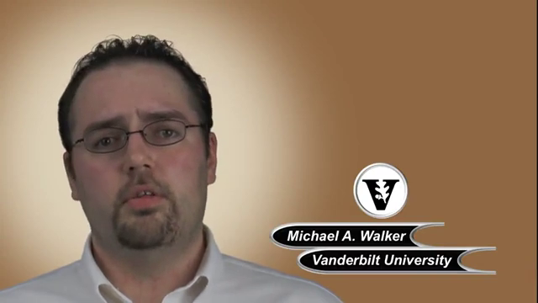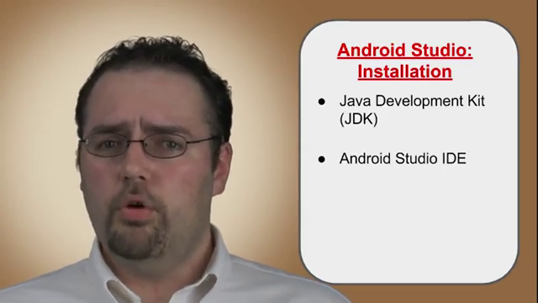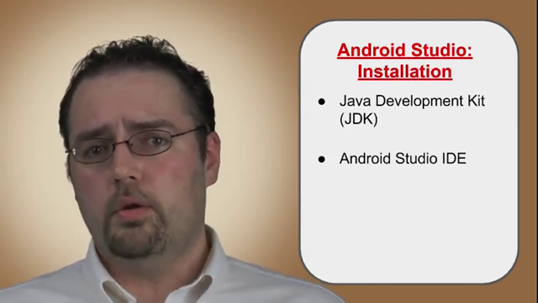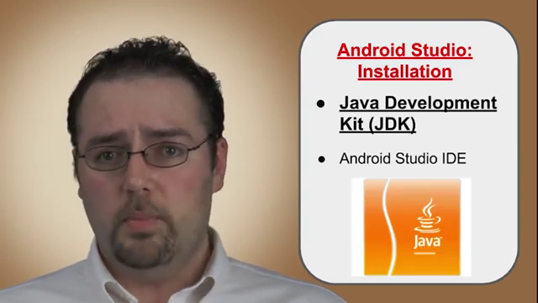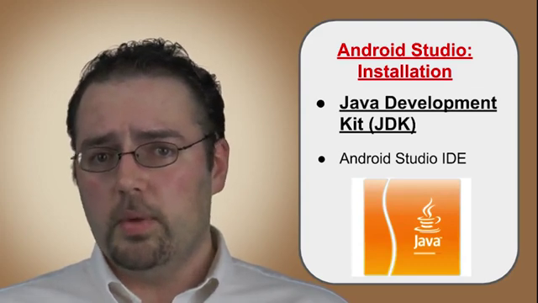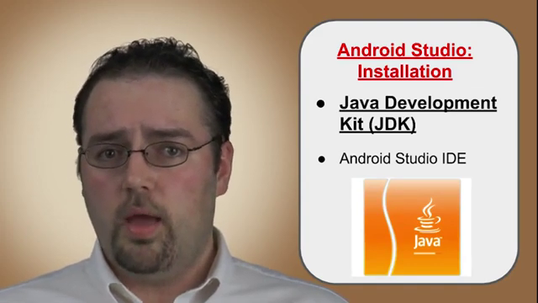Welcome to the first lesson in this module. You'll learn how to download and install the software required for developing Android apps. Android makes use of the Java programming language for the development of apps. Therefore, we must first install the JDK, or Java Development Kit. The Java Development Kit contains the source code and tools that are required for the development of Java applications.